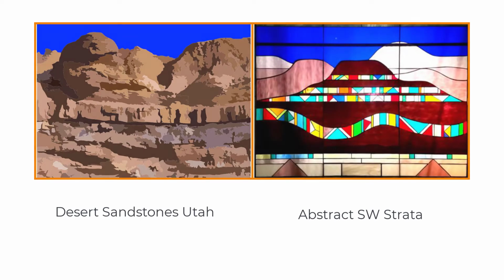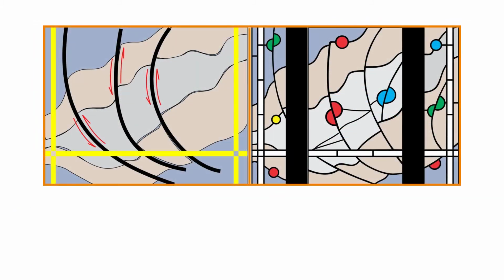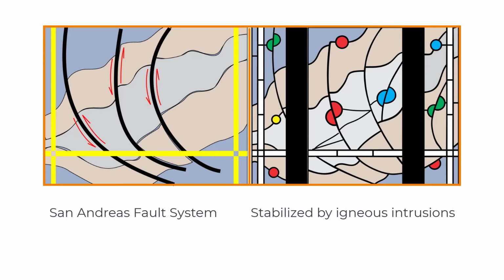You be the judge. I used my previous career as a geologist for abstract inspiration in this example, where a faulted section of strata, rather like the San Andreas fault system, imparts tension to the design. This is partly resolved by the stabilizing effect of the horizontal and vertical beveled glass lines. For the benefit of those interested in earth sciences, these represent igneous intrusions.